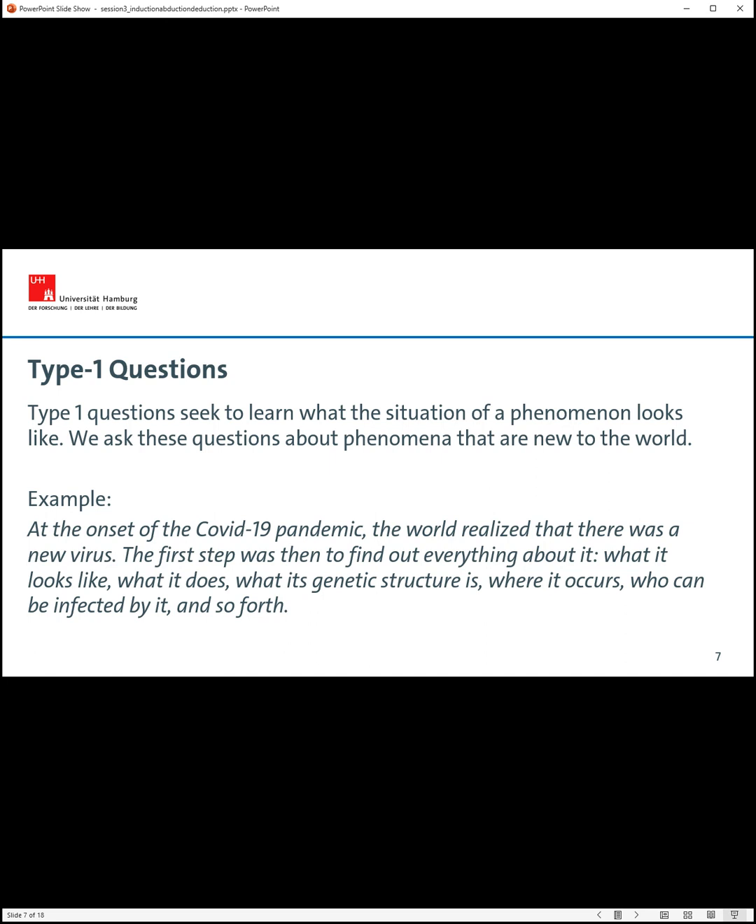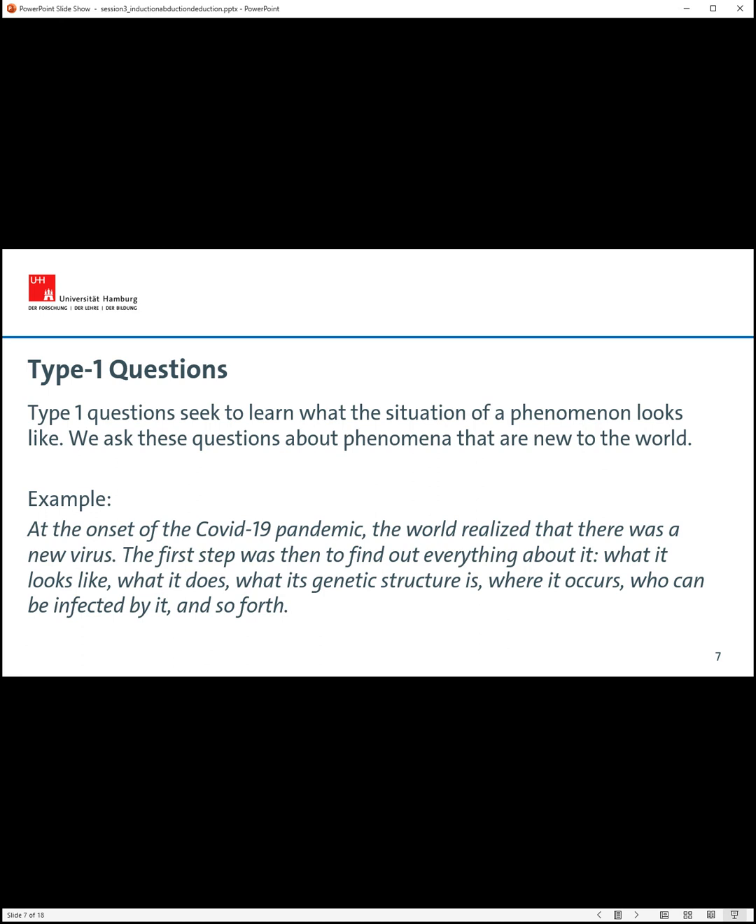We didn't know what it was, how it worked, where it occurred, what might be done to combat it, and so forth. So the first step was to find out everything about it: what it looks like, what it does, what its structure is, where it occurs, who can be infected by it, and so forth.